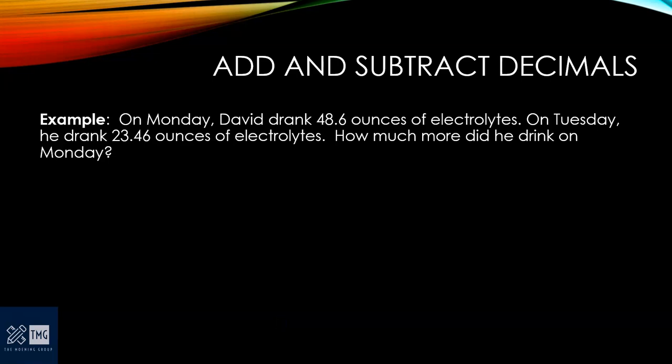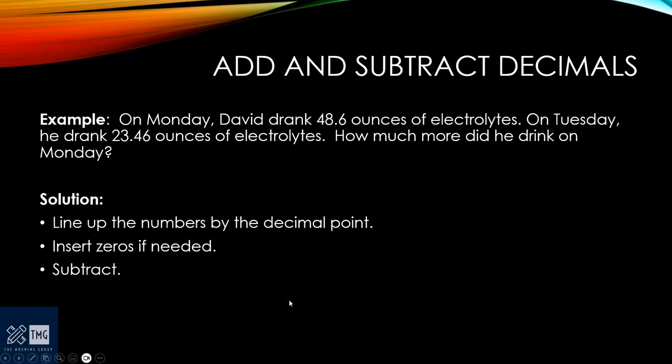On Monday, David drank 48.6 ounces of electrolytes. On Tuesday, he drank 23.46 ounces of electrolytes. How much more did he drink on Monday? Well, first you have to decide what we're going to do in this problem. So if we think about how much more did he drink on Monday, we want to find the difference. Difference means subtraction. So we're going to line up the numbers by the decimal point, insert our zeros, and subtract.